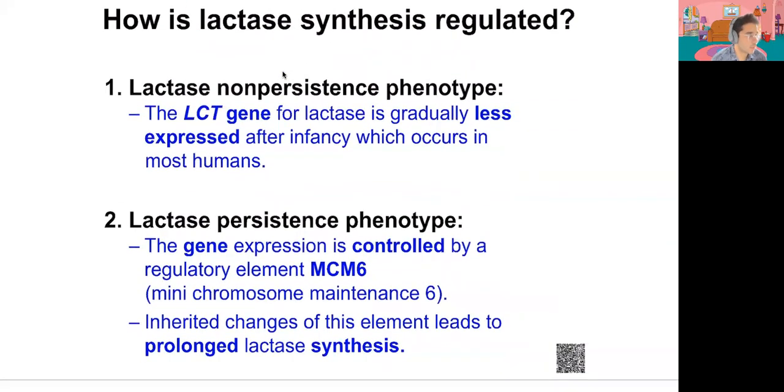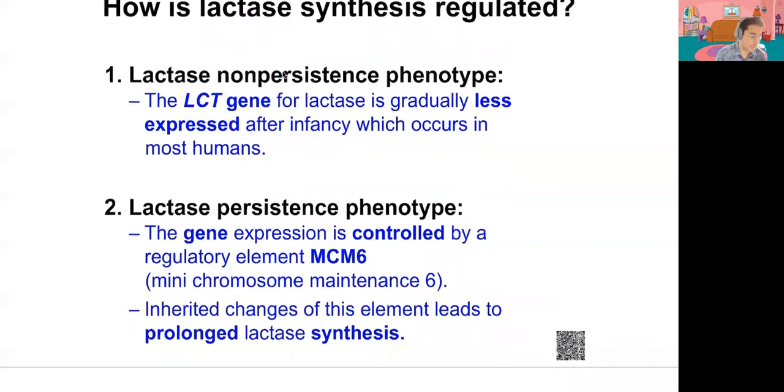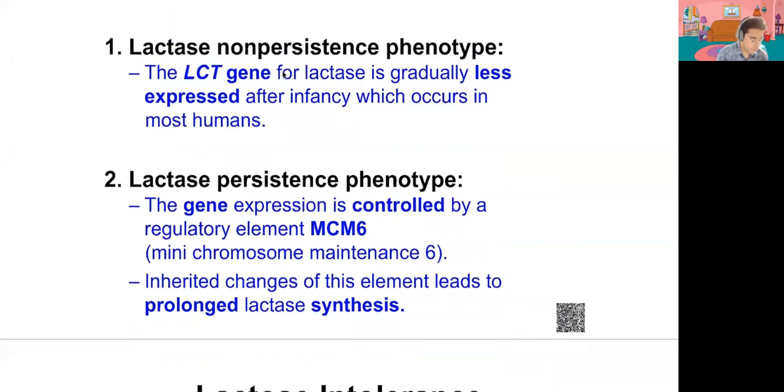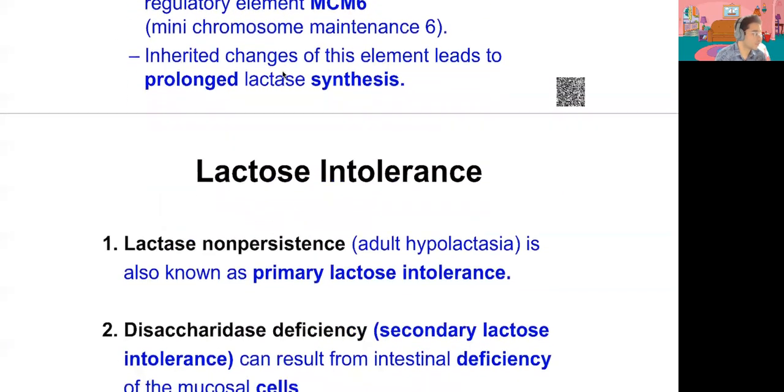How is lactase synthesis regulated? Lactase non-persistence phenotype. The buzzword for this is the LCT gene, guys. If you remember LCT, you're going to be good for that one. It can also be controlled by the regulatory gene MCM6, which is the minichromosome maintenance 6. So these are the two to keep in mind for any of your lactose level concerns.